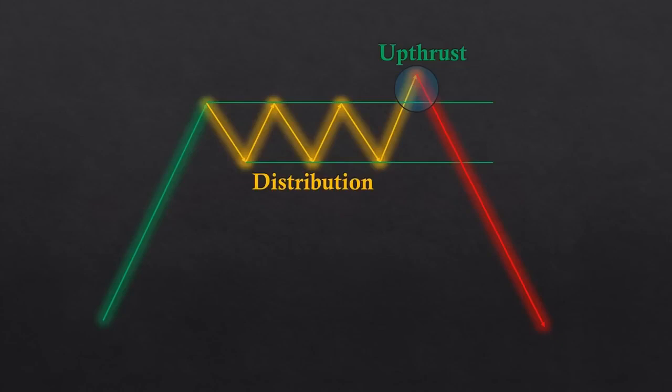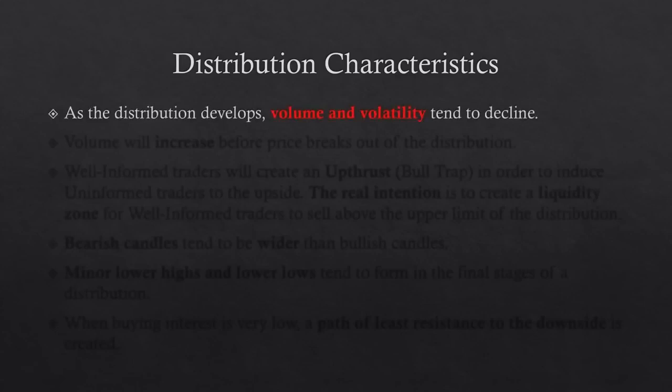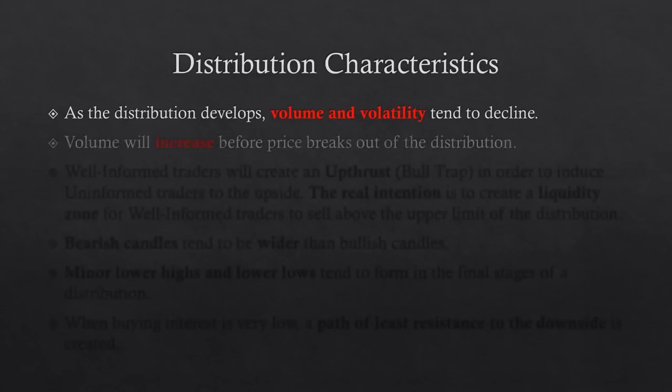Let's look at the basic characteristics of a distribution. As the distribution range develops, there is the tendency for volume and volatility to decline, generally speaking. This happens because as time passes by and large traders absorb demand, there will be progressively less interest to the upside. Volume will increase before price breaks out of the distribution range, which is one of the signs that can be used to anticipate the downtrend.